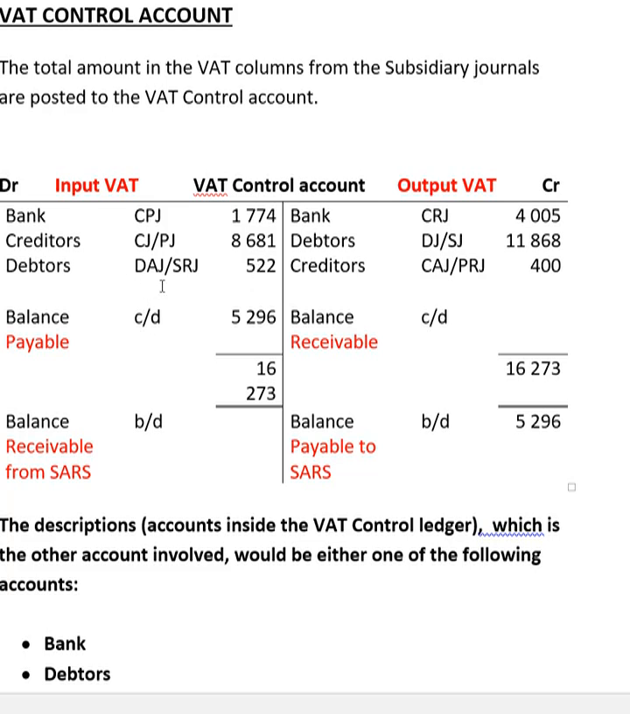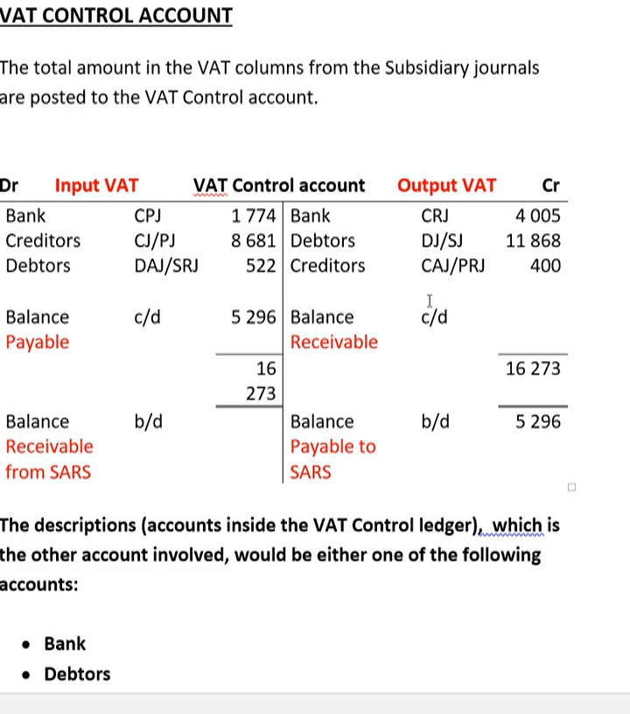Now sales returns stays output VAT, but because it can't be on the same side as the normal, it would be on the opposite side, but still staying output VAT. And our other account involved is debtors. For the creditors allowance journal, that is purchase returns, so it has to do with input. It still stays input, but it can't stay on the same side, so it goes to the opposite side. From the creditors allowance journal, the account involved would be creditors.